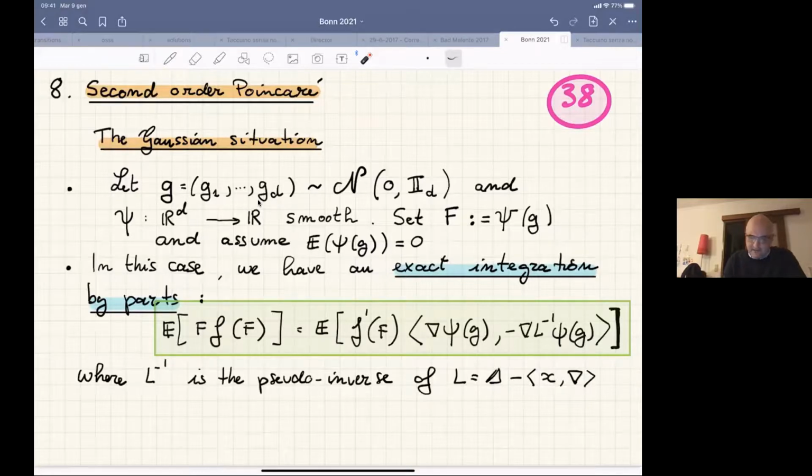and the situation in the Gaussian space is the following. So consider a d-dimensional Gaussian vector of IID N(0,1) random variables, a simple situation, but this can be really relaxed. And consider now a mapping from R^d to R, which is sufficiently smooth, and then define capital F to be psi of G. So this mapping psi, in general a really non-linear mapping, is applied to the vector G, and assume that the expectation of this random variable is equal to 0.